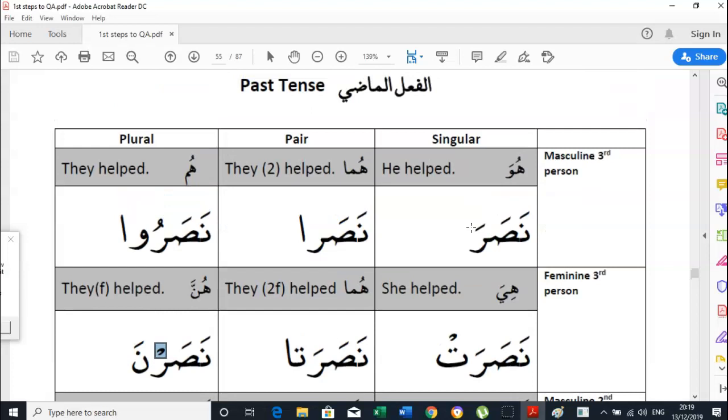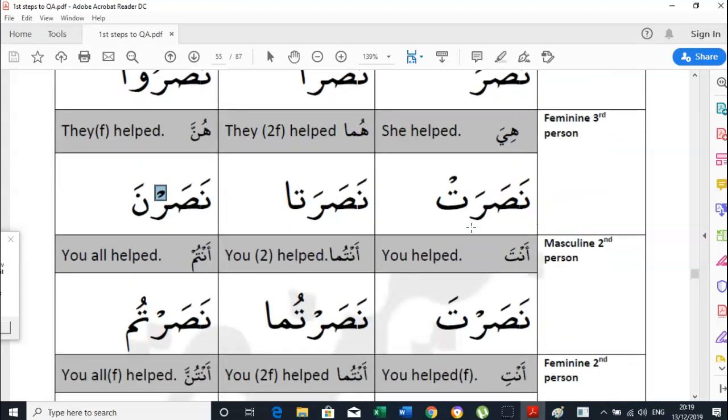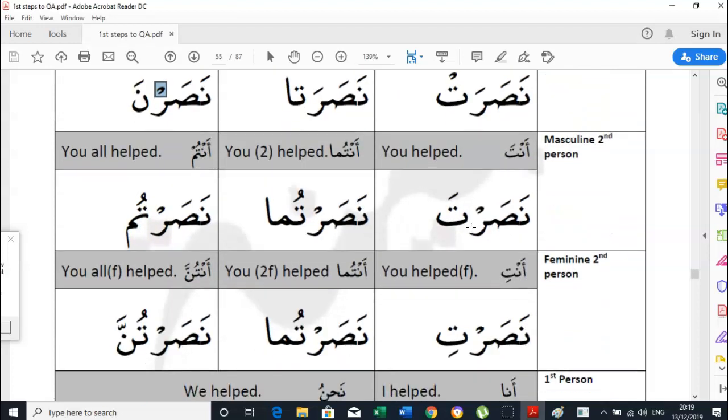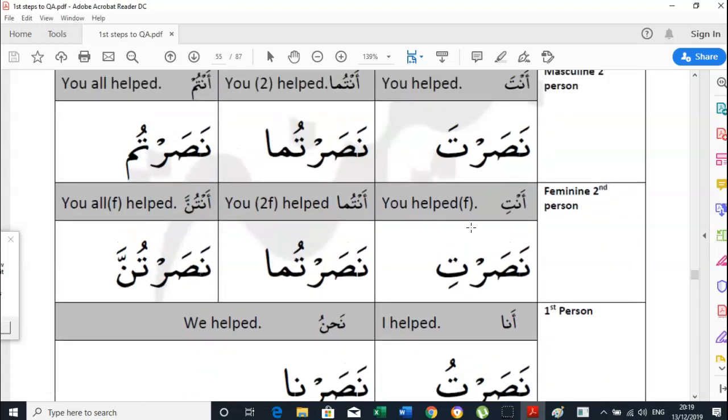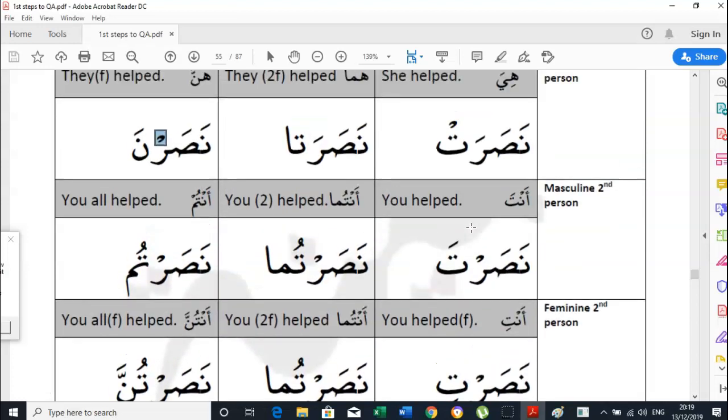The first 6 are all third person. He, both of them, they, masculine. She, both of them, they, feminine. Then you, both of you, all of you, same as well for the feminine. Then I and we or us, depending on the context.